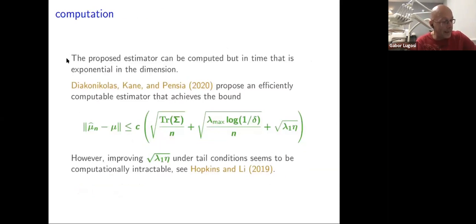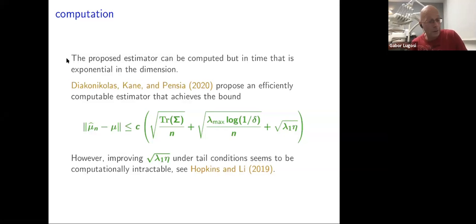Let me say that there's this very nice, very recent paper by Nicolas, Kane, and Pencia, who came up with a computationally efficient way of doing exactly this. So it's an estimator, not based on trimmed means, as far as I understand, that has these two terms. It's exactly the nice way, and it can be computed efficiently. So that's really nice.